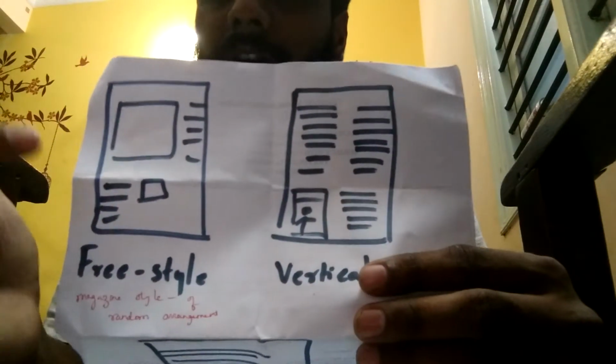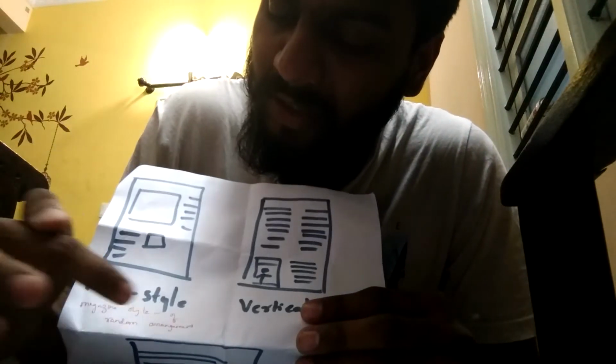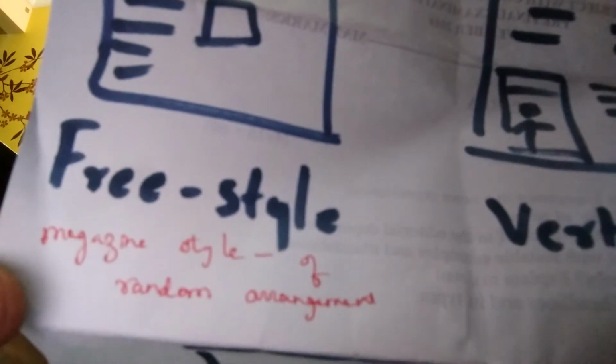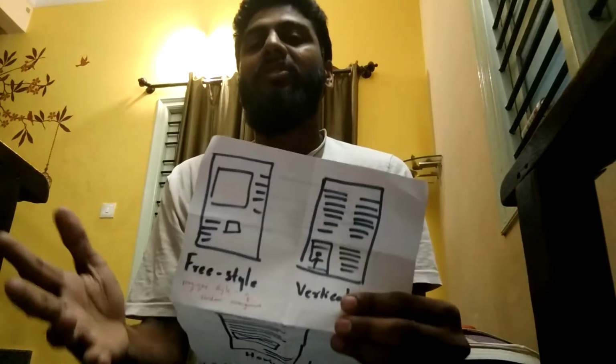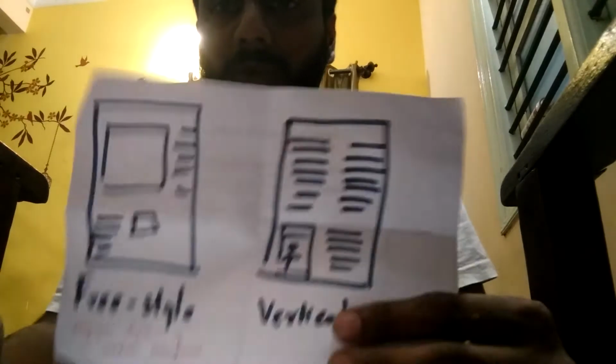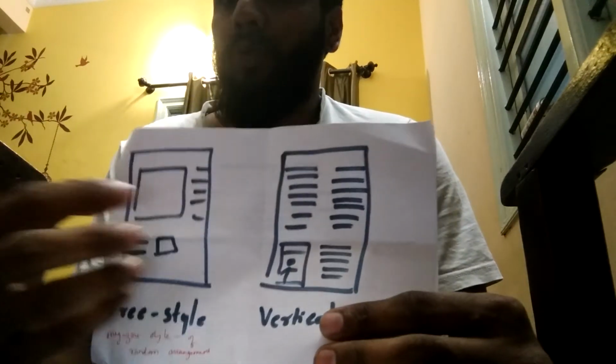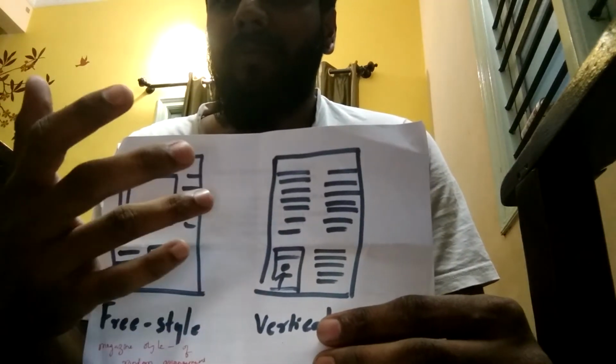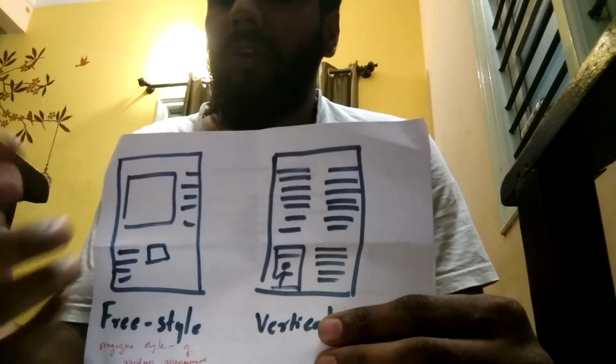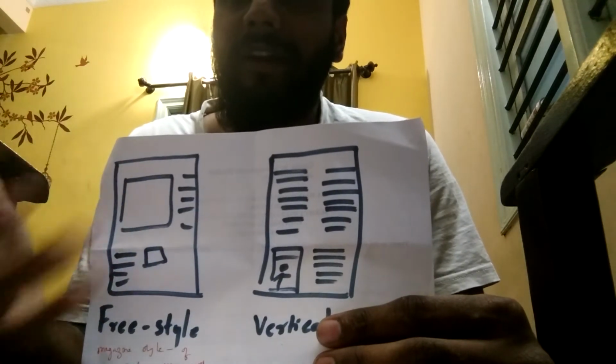Another one is called freestyle layout. I've written magazine style of random arrangement. If you guys can see here, it says magazine style of random arrangement, which means it's only used in magazines mostly, right? Where you first create the page and the borders, and then you just start putting random elements, right?